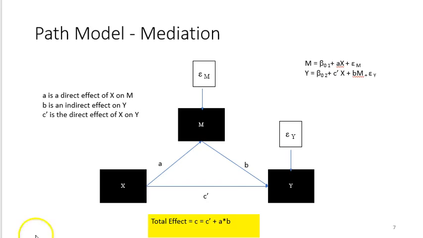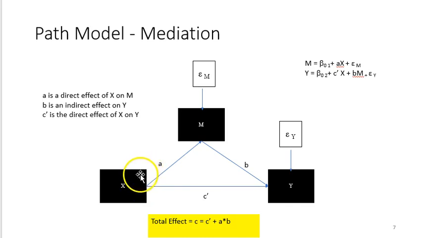So mediation, I'll go through quickly an example here. So X, interested in what effect X has on Y. So X has some direct effect on Y, but we also think that X exerts an effect on an intervening variable, and that intervening variable is M. So X causally changes M. So X affects M, and M causally changes Y.